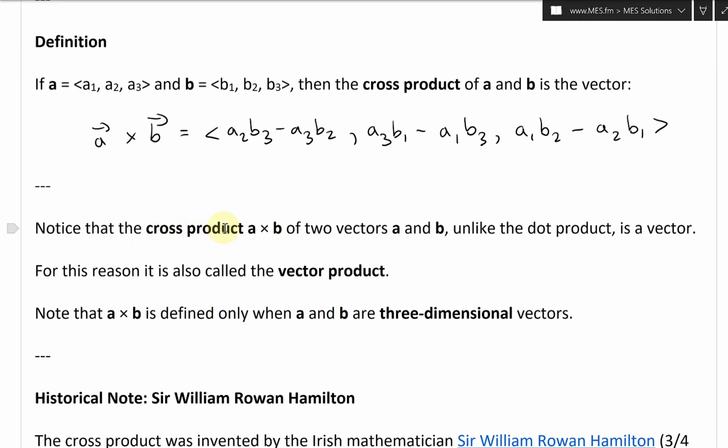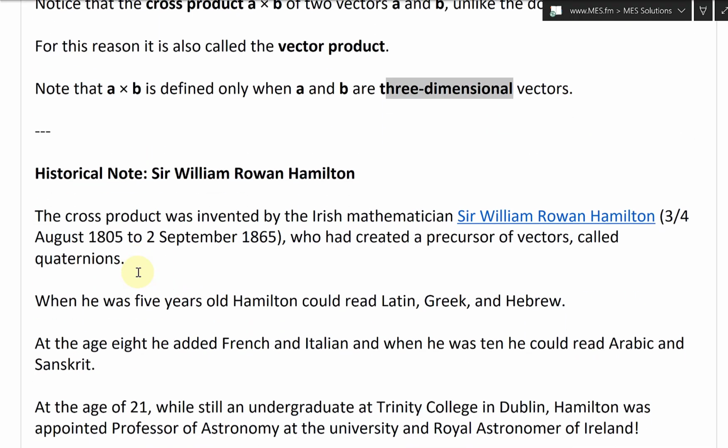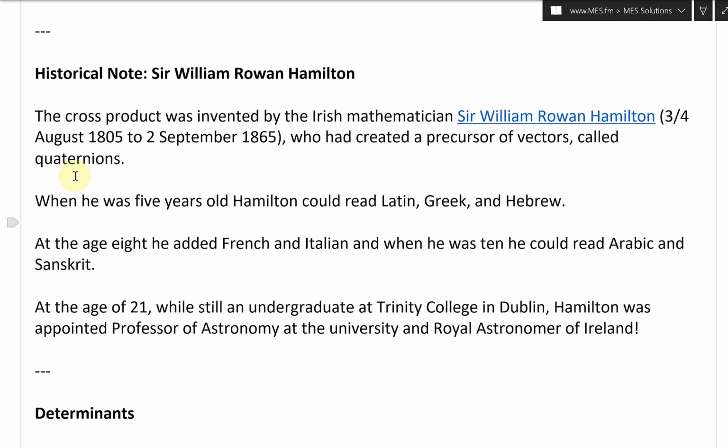Notice that the cross product A cross B of two vectors A and B, unlike the dot product, is a vector. For this reason, it is also called the vector product. Also note that A cross B is defined only when A and B are three-dimensional vectors, which is interesting. Now let's go over a brief historical note.